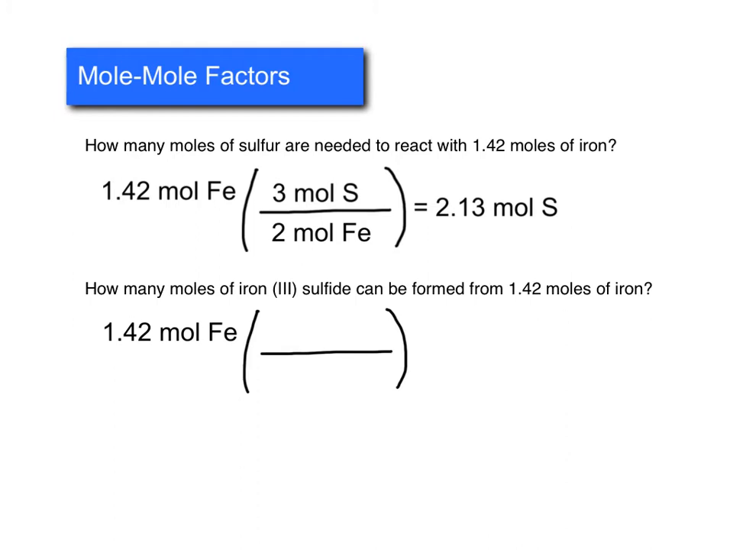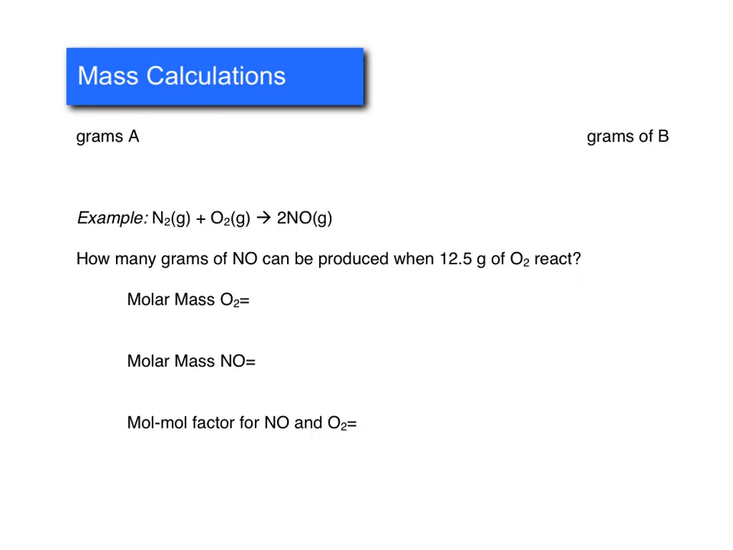So for every 2 moles of iron, we make 1 mole of Fe2S3, right? And so that's going to mean that 1.42 moles of iron will give us 0.71 moles of iron sulfide. Now we're going to combine some skills that we've used in the past with what we just learned. There may be problems where you're given grams of a particular product or reactant and you want to find grams of a different one.